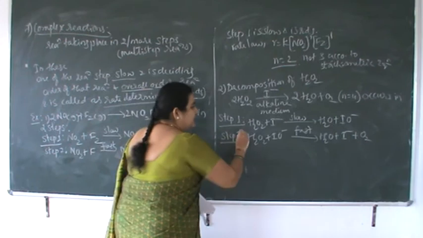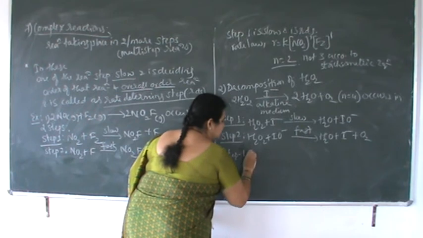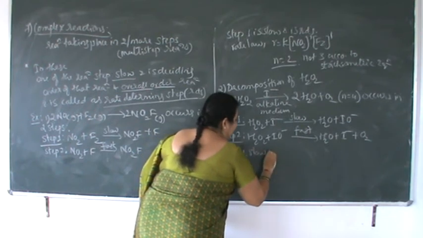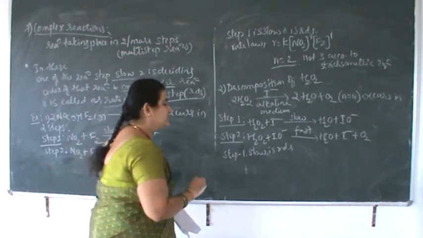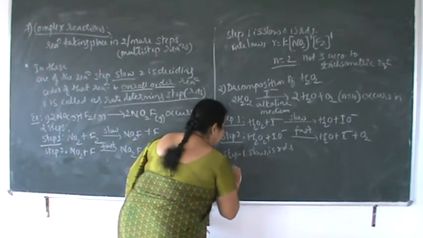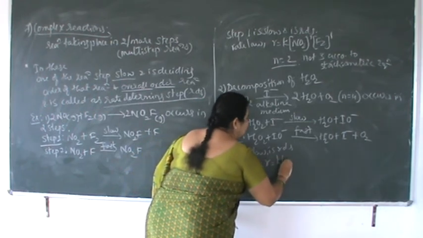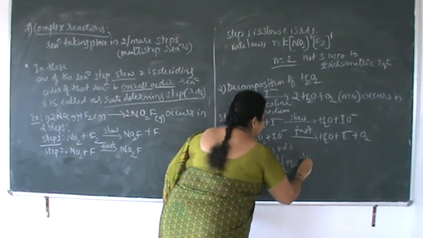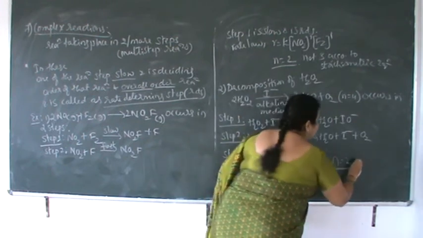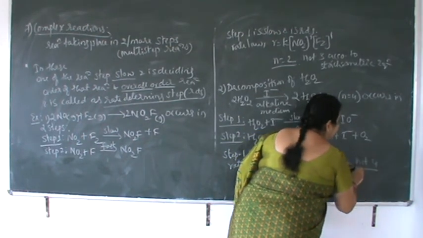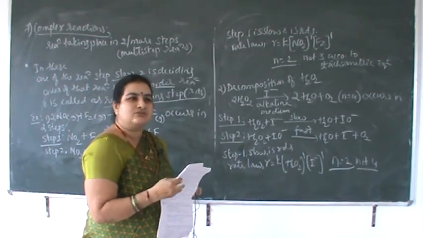Okay. So again, concentrate on the slow step. Step 1 is slow and it is RDS, the rate determining step. So you write the overall rate law as R is equal to K into H2O2 raised to 1 into I minus raised to 1. N is equal to 2, not 4 according to the stoichiometric reaction. Okay. So now next one.